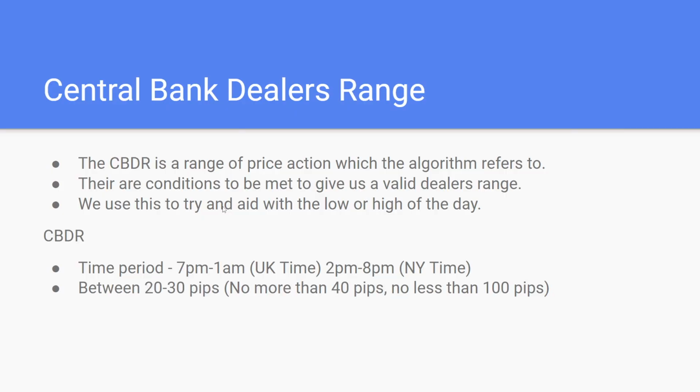You're looking for the high and the low, and I'm going to show you what I mean. The range that has been created between the hours of 7 p.m. and 1 a.m. UK time should be between 20 and 30 pips, certainly no more than 40 pips, and no less than, should be 10 pips, not 100 pips. Okay, so no less than 10 pips.